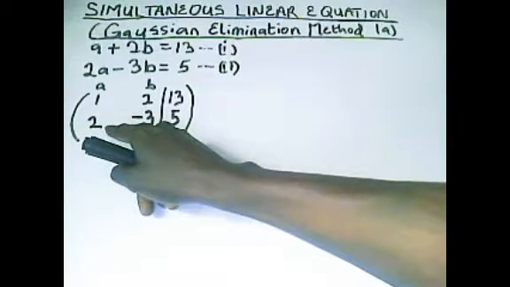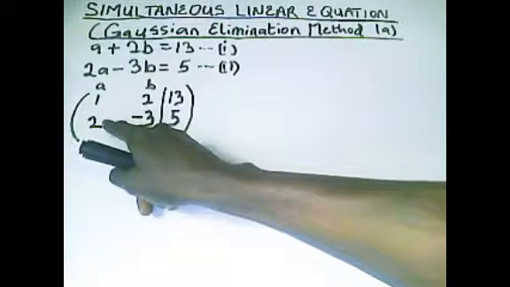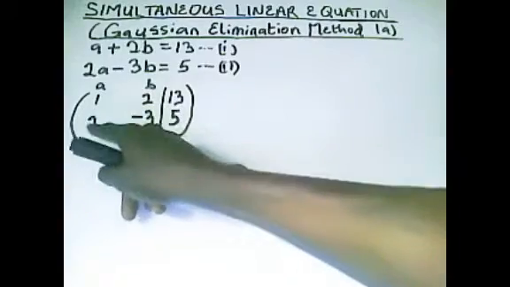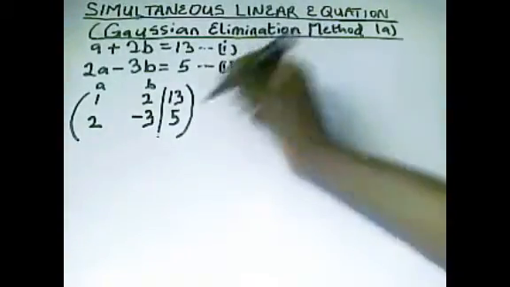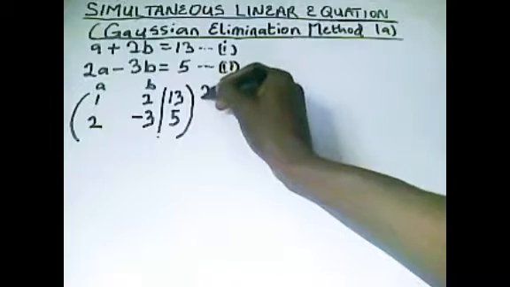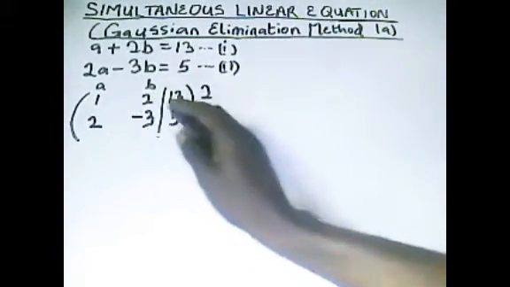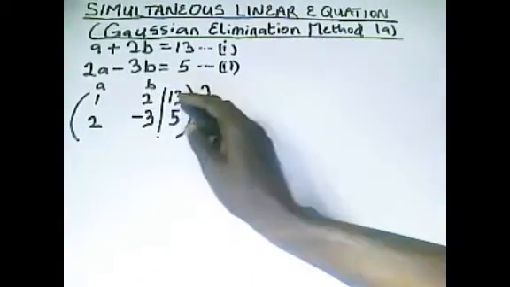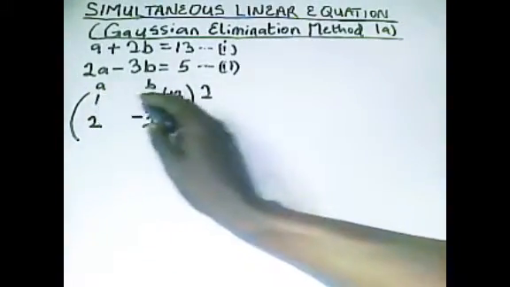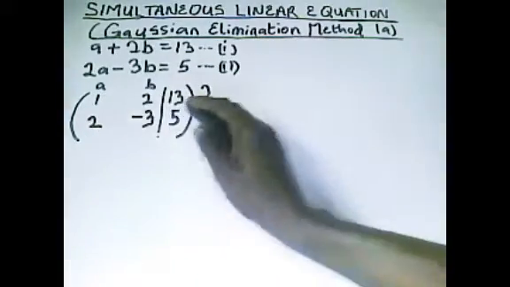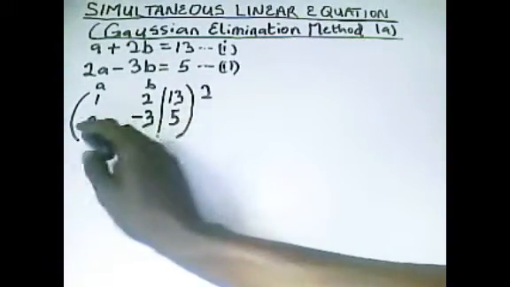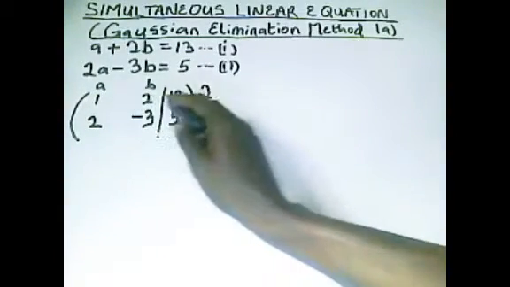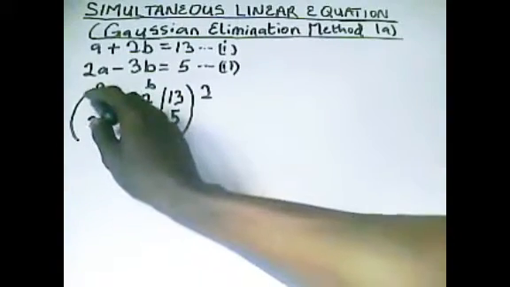So what do we do? We are going to use this 2 to multiply everything in equation 1, and use this 1 to multiply everything in equation 2. So how do we do that? We take the 2 and use it to multiply everything we have here. But please, you see that 1, 2, and 13 are elements in the first row. So they are all elements in the first row, while 2, minus 3, and 5 are elements in the second row. So when you use this 2 to multiply 1, 2, and 13, you are actually using it to multiply the elements in the first row.